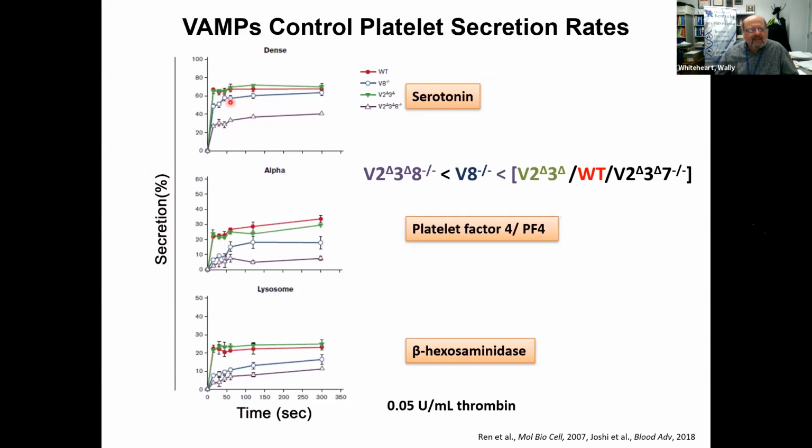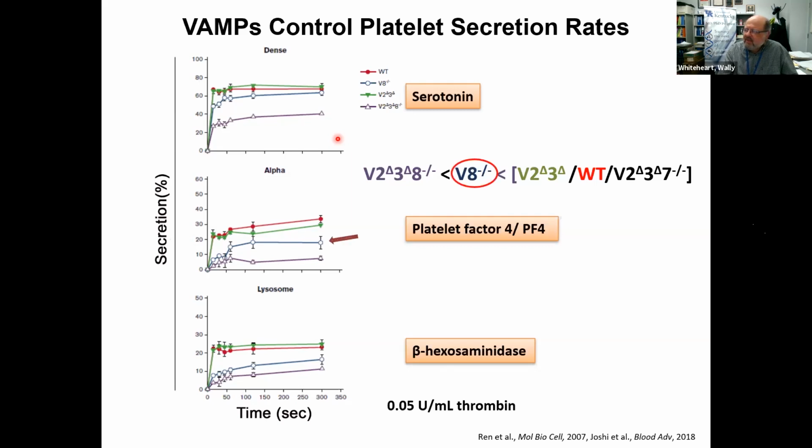So when we delete VAMP2 and 3, nothing much happens. That's the green line compared to wild type platelets in the red line. Okay? Dense granule, alpha granule, lysosomes really not affected. When we delete VAMP8, which is one of the major VAMPs, we see a deficit in dense granule release, perhaps more of a deficit in alpha granule release, and a deficit in lysosome release. And the triple knockout that's also hypomorphic for VAMP7, we see an even greater deficit in release, but not complete, right? There's still enough secretion that's still occurring, especially for the dense granule.